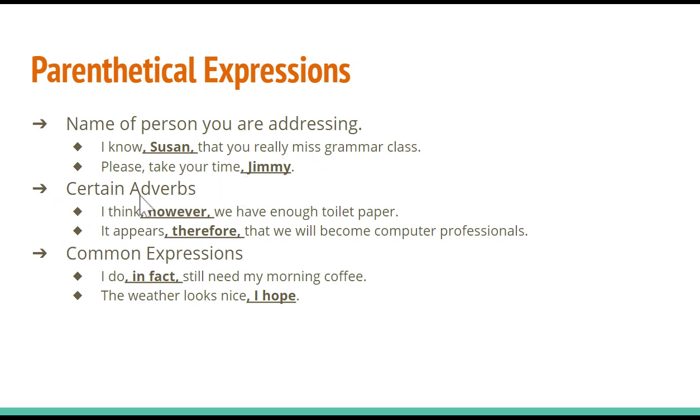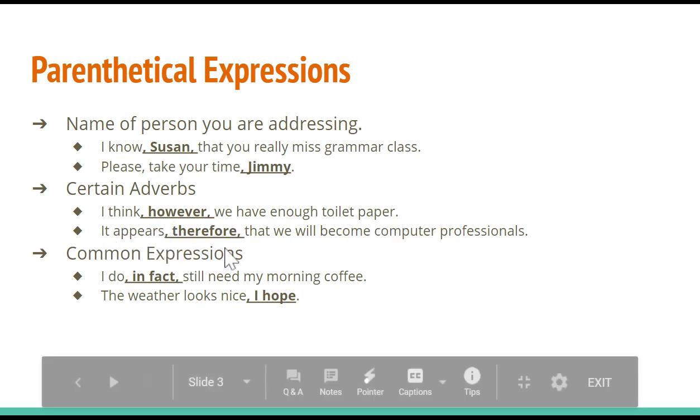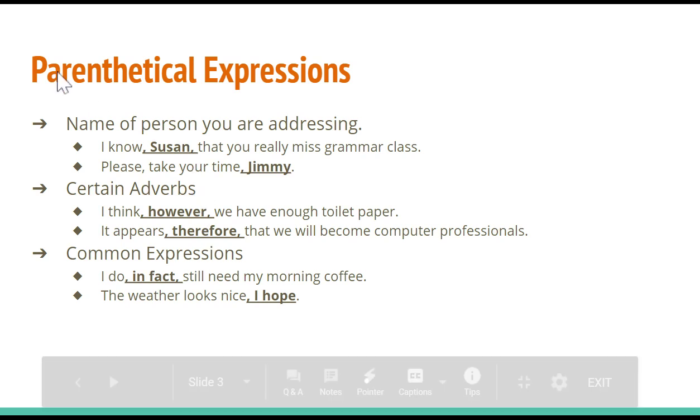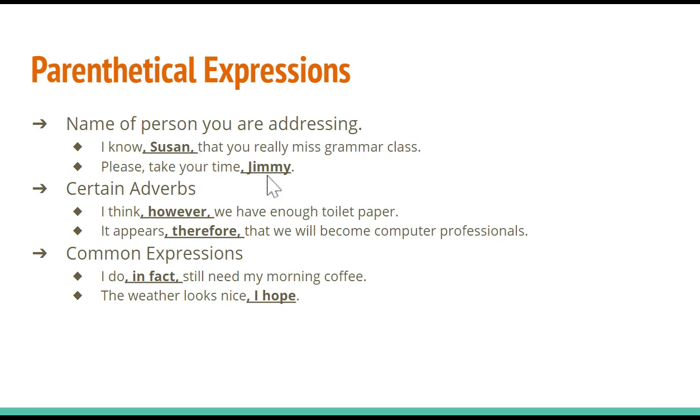Another section could be certain adverbs. These are the two most common that you'll come across. So it could be something like, I think, comma, however, comma, we have enough toilet paper. I hope you do. Another sentence is, it appears, comma, therefore, that we will become computer professionals. So there's a couple adverbs that might interrupt. So parenthetical means those interrupters.